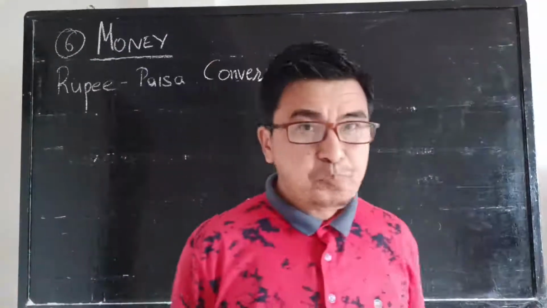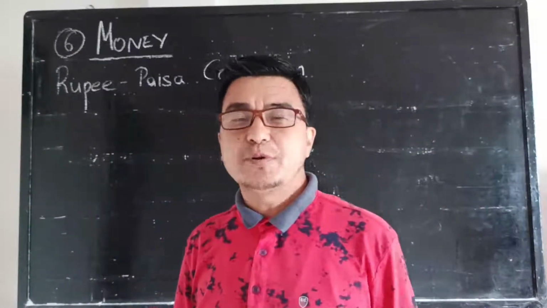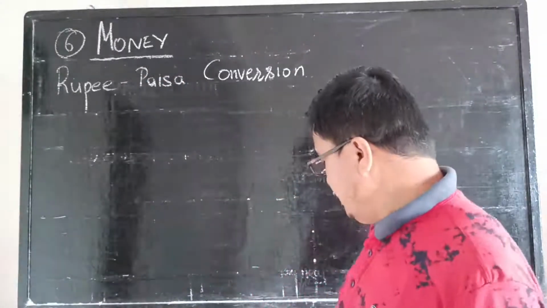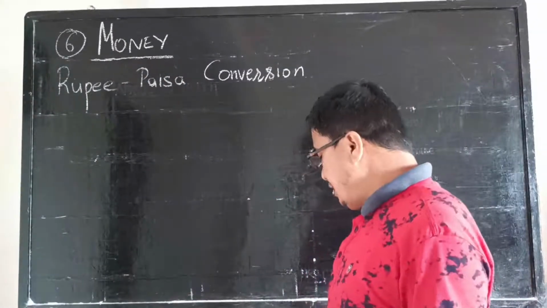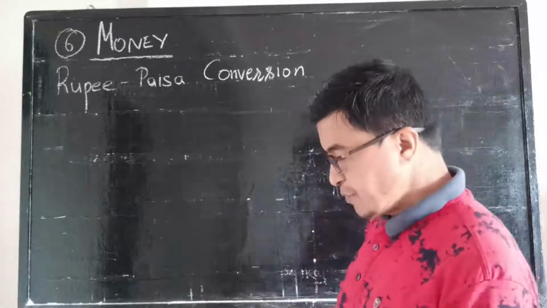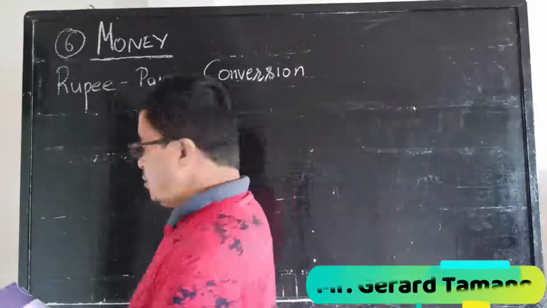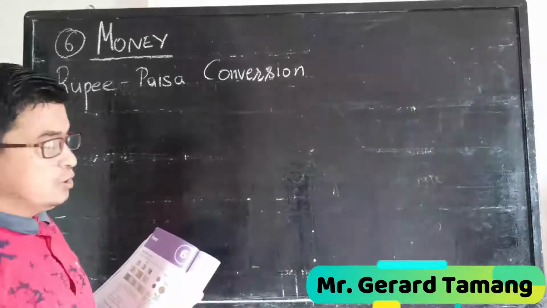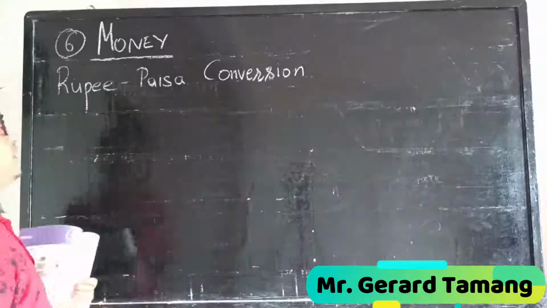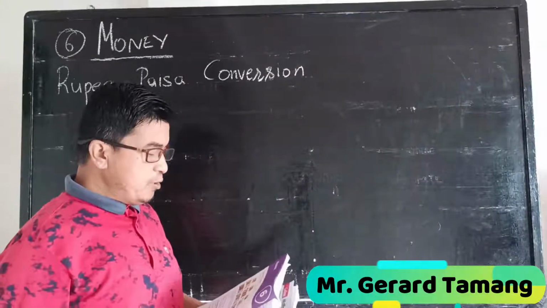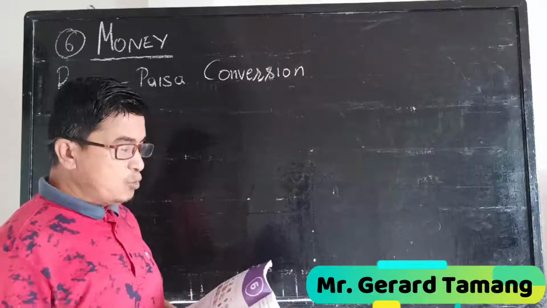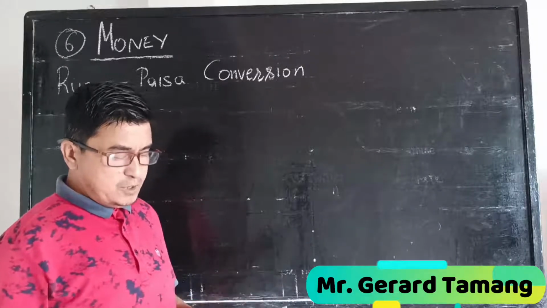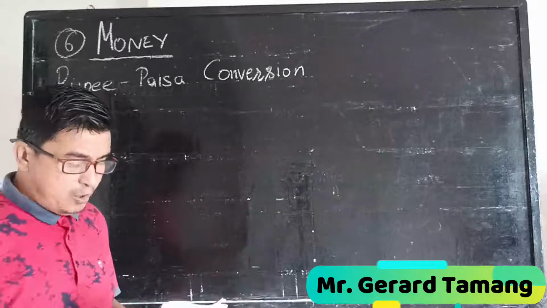Class 3. Today in maths we are going to start a new chapter, that is Money, chapter 6, on page number 96. Now look at your book on page number 96. There you can see rupee paise conversion. How do we convert rupee into paise now? Given below are some Indian rupees in the form of notes and coins.